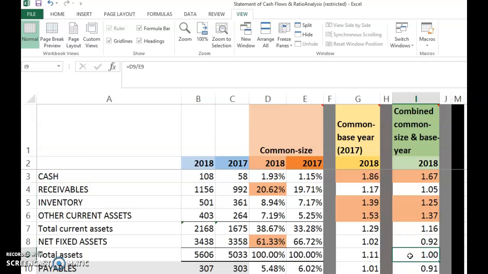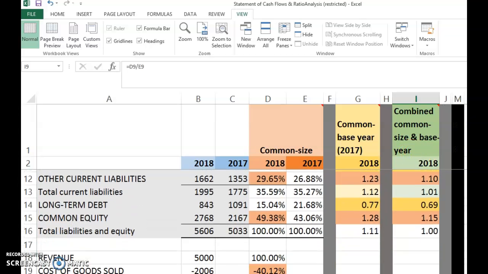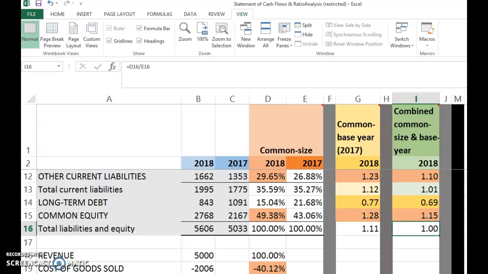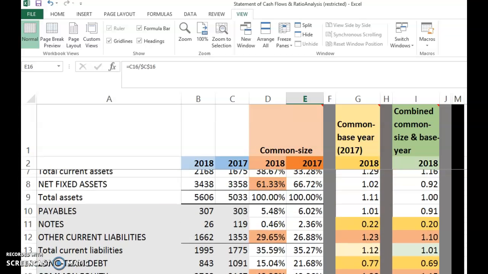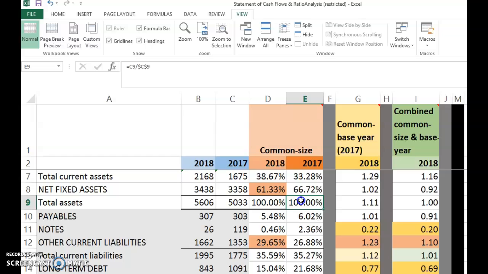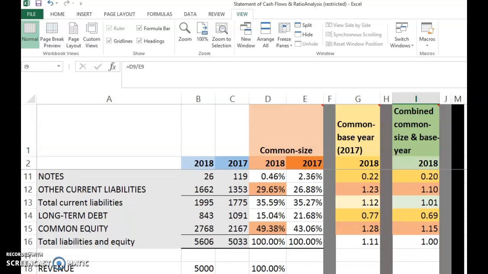But note this, this is an important feature here. Total assets will always be 1 under the combined common size and common base year method. Total assets and total liabilities and equity will always be 1, because this will always be 100%. Total liabilities and equity, doesn't matter which year, whether it's a base year or any other year, it will always be 100%. Therefore, this must always be 1. So in terms of proportion, the total assets or the total liabilities and equity will not change.